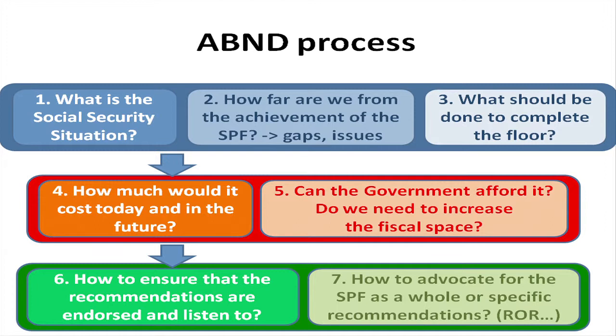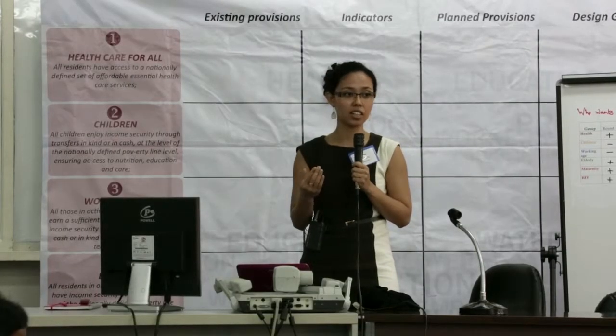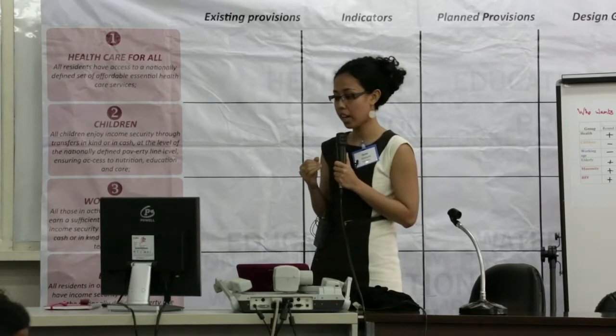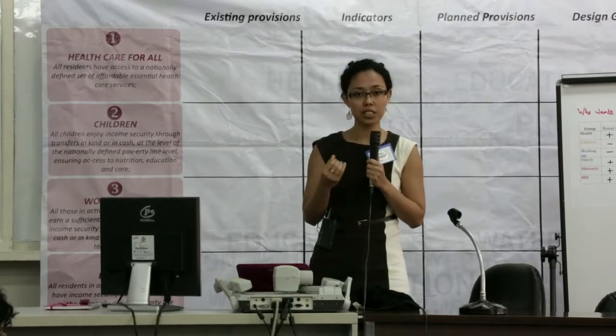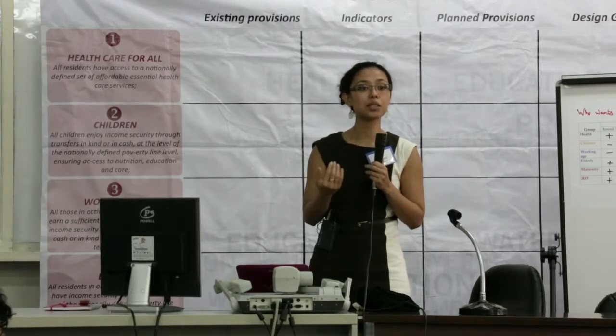We have addressed the first, second, and third, more or less, during our exercises and presentations. But then the next step would be, we want to know how much it would cost today and in the future when we want to fill the gap of the social protection floor. And after we know how much it costs, we would like to know whether we can sell this to the government, whether the government would be interested.